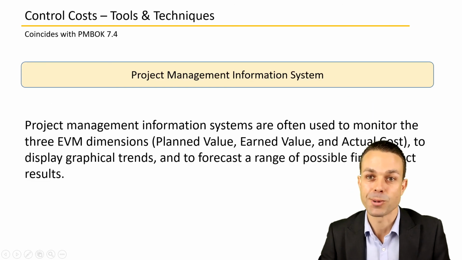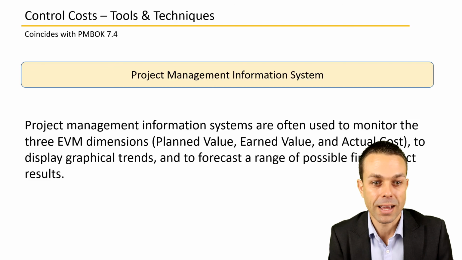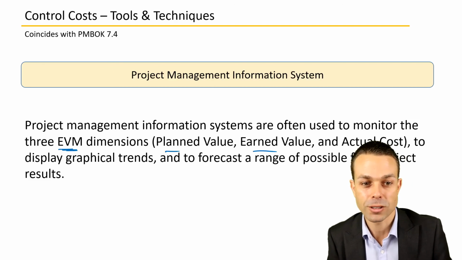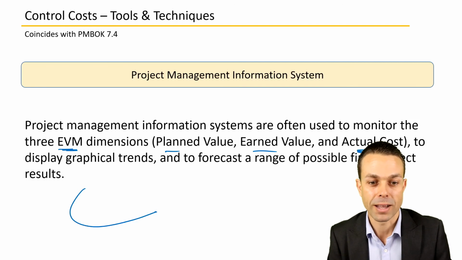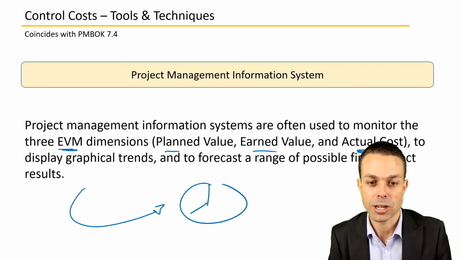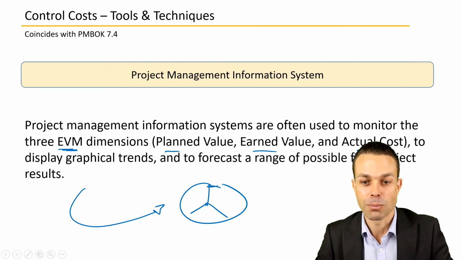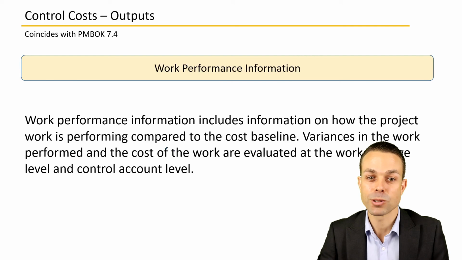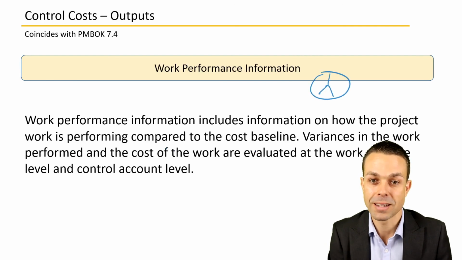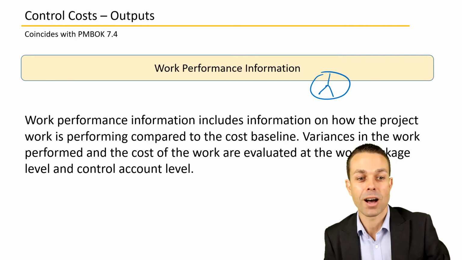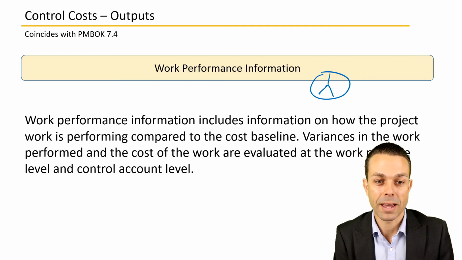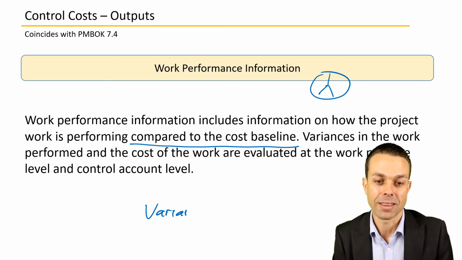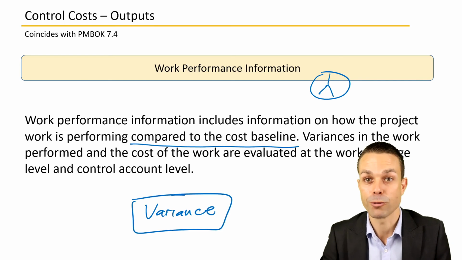Tools and techniques as well. We'll need the project management information system. So this is our earned value management dimensions such as planned value, earned value, and actual cost. And we can use that to display graphical trends, maybe charts, or those sorts of things, and put them into reports for executives as well. Outputs that we'll see are our work performance information. This includes information on how the project work is performing compared to that cost baseline. So that's really our variance analysis that we have seen, and that's our work performance information.